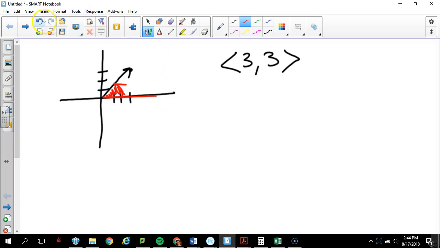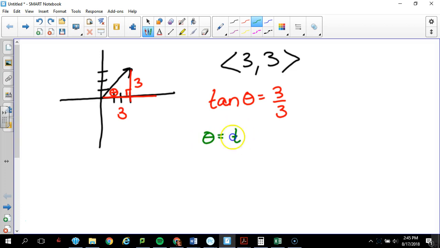So let's see. If I'm going to do that, I have a triangle right here of 3, 3, and here's my theta. And this is a right triangle. So I'm going to use tangent because I have an angle here and I have the opposite and I have the adjacent. So I'm going to go tangent theta equals 3 over 3. Remember, if I'm solving for an angle, I have to use the inverse function. So that's what I'm doing right here. So that's going to get me theta to equal 45.